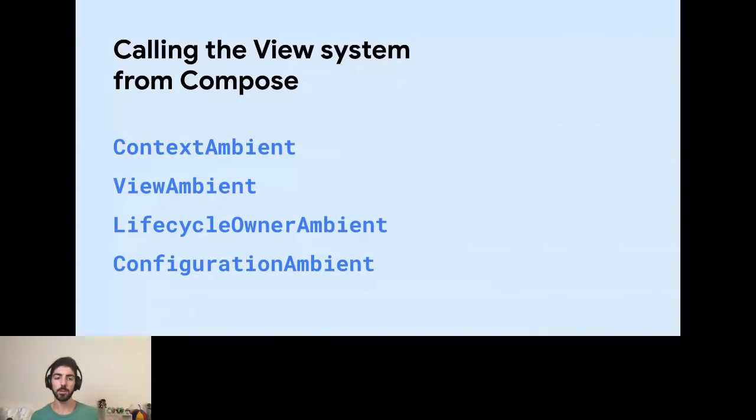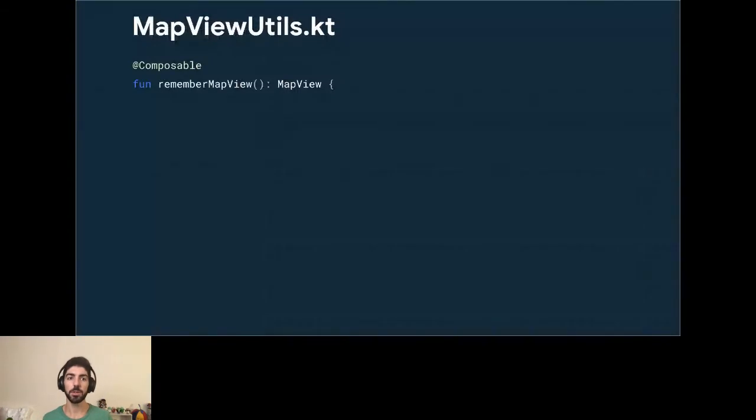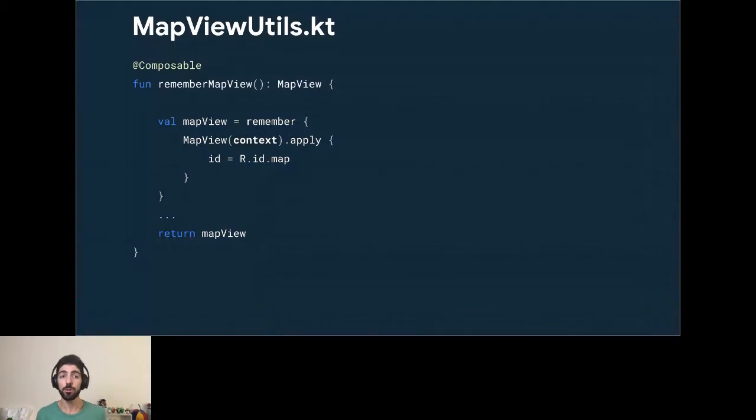And before, as well, we left one function unimplemented. And that function was remember map view. So we're going to see how to do this. And actually, the idea was that this function was going to return a map view. So we're going to see how to put these ambients that I was talking about in practice. So in order to create a map view, you need the context. And so, like we were seeing before, by calling context ambient.current, now here we're going to get the context. This is easy.